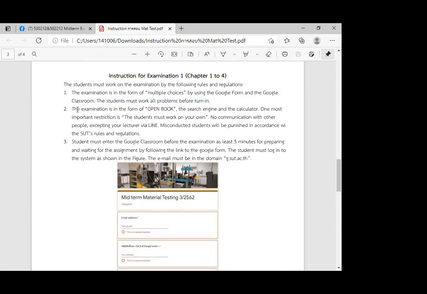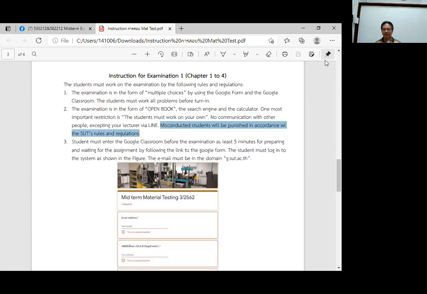And the second, the examination will be in the form of open book, open everything, and open calculator. It's up to you which one you like to use. And the most important thing is, you must work on your own. No communication with other people, except your lecturer, except me, via the live group only, okay? Conducting or cheating, you will be punished according to SUT rule and regulation. For sure, you're going to get a 0 score for this, okay?